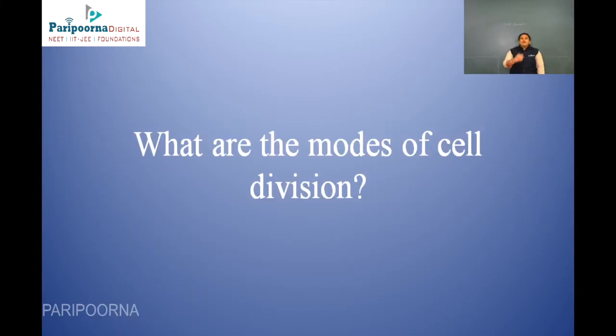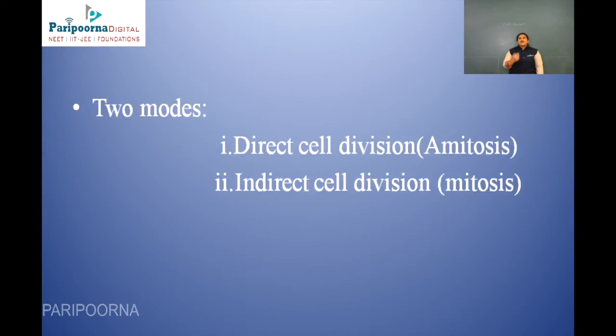So what are all the modes of this cell division? There are mainly 2 modes of cell division. One is direct cell division, that is the amitosis process, which happens only in single-celled organisms. The next is indirect cell division, that is the mitosis process, which happens in multicellular organisms.